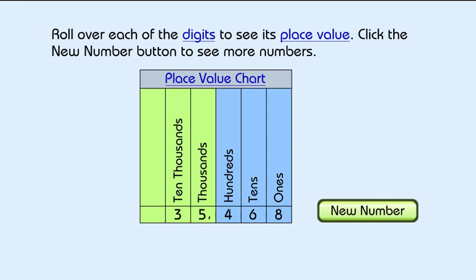Let's look at the number 35,468. Use your mouse to roll over each of the digits to see its place value. Then, click New Number to show place values for more numbers. Click New Number as many times as you want. Then, click Next to continue.